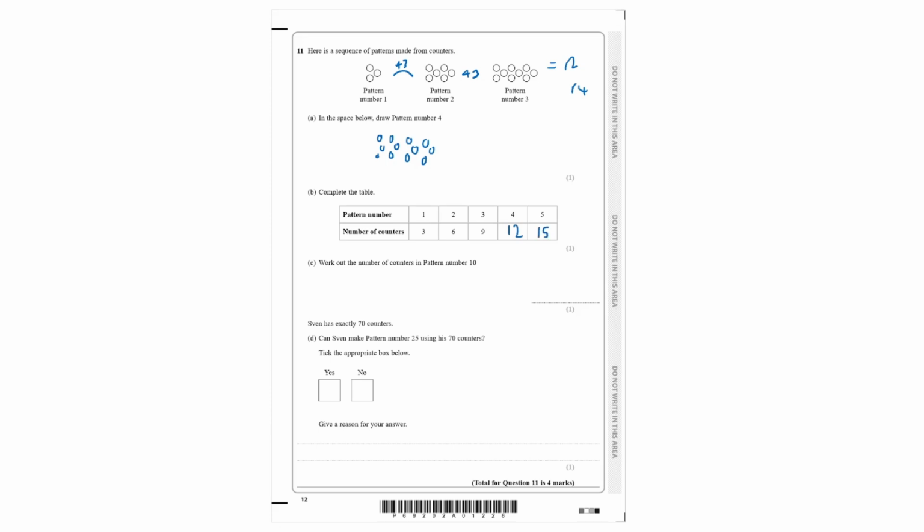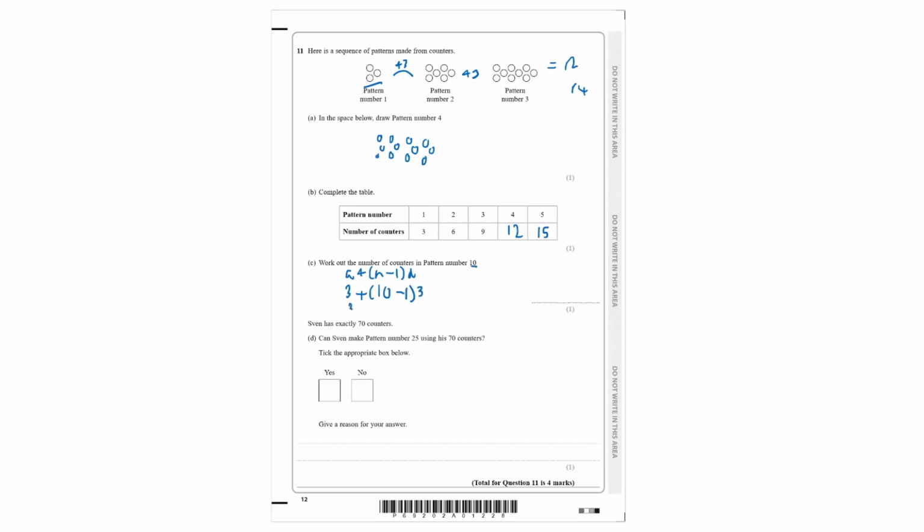Work out the number of counters in pattern number 10. We can use the formula A plus N minus 1 D. A is the first term of the sequence, which is 3, plus N is the number we're trying to find. So we're trying to find number 10 in the sequence. So 10 minus 1. And the difference is simply 3.